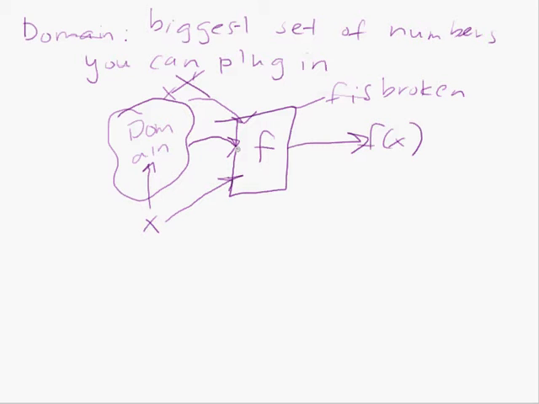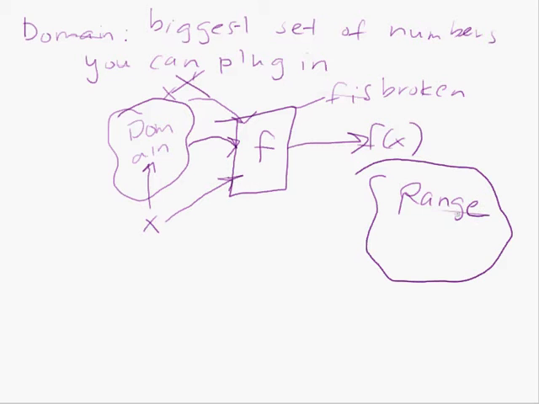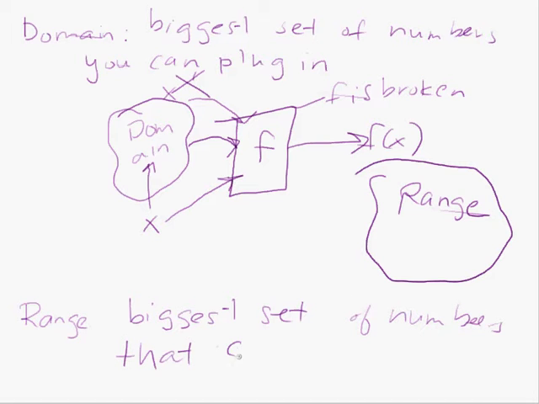All right. So the range now is what actually comes out over here. The range is what f spits out. So the range is going to be the biggest set of numbers. So think about a squaring function. What sorts of numbers come out when you square things?